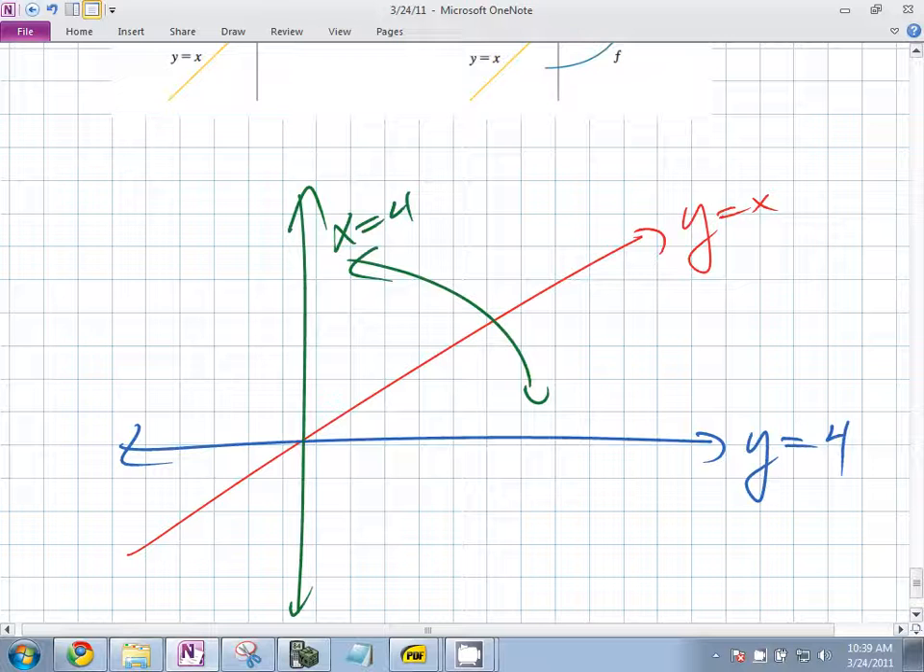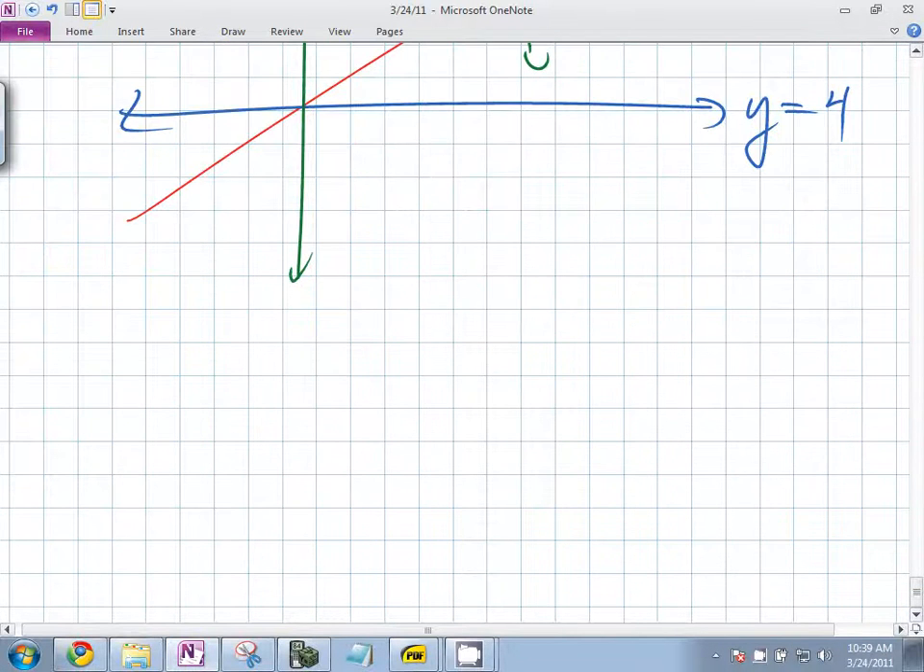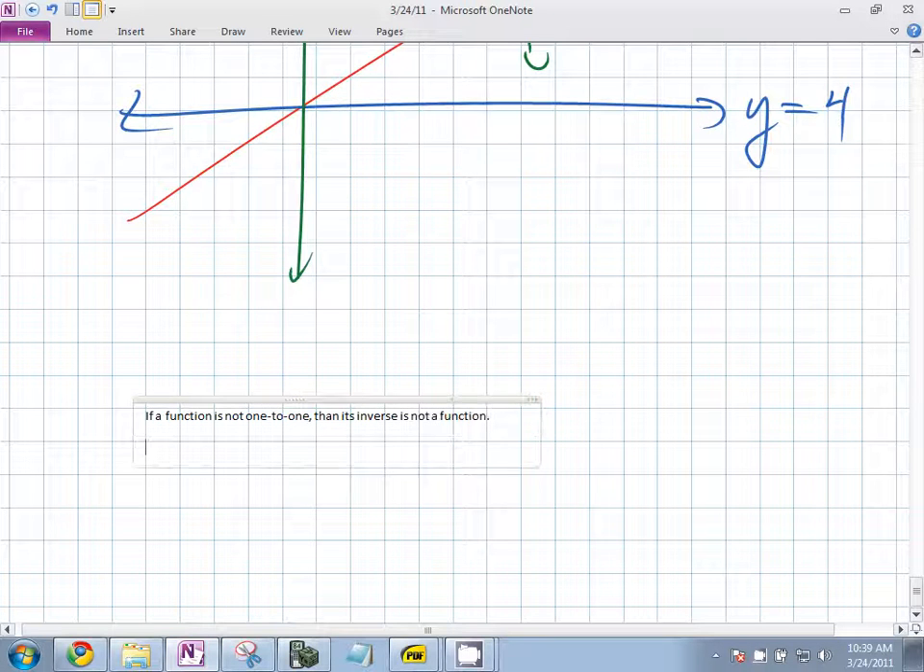is a function. The reason our functions have to be one-to-one in order for them to have inverses is that if a function is not one-to-one, its inverse is not a function. I'm going to write that down. If a function is not one-to-one, then its inverse is not a function. Why? Horizontal lines become vertical lines when they are reflected over the line y equals x. I'll make that bigger for you to see. Is that clicking in your head a little bit? Is that making a little bit of sense?